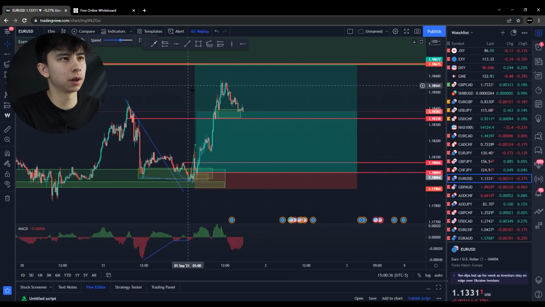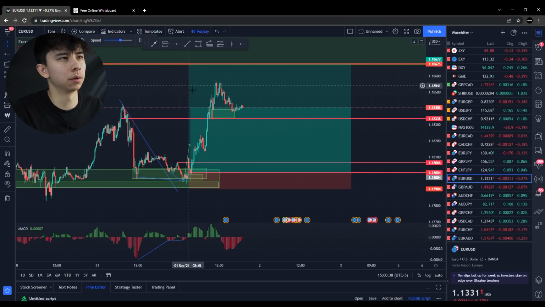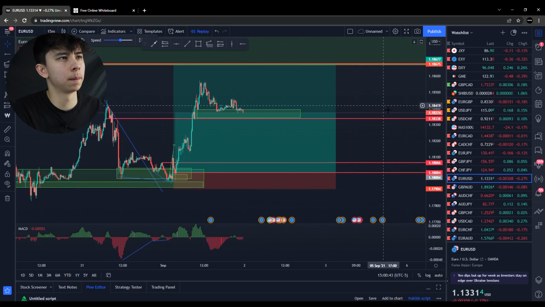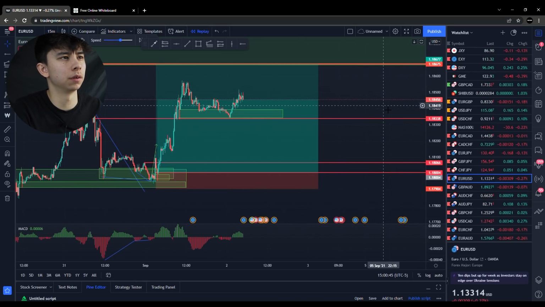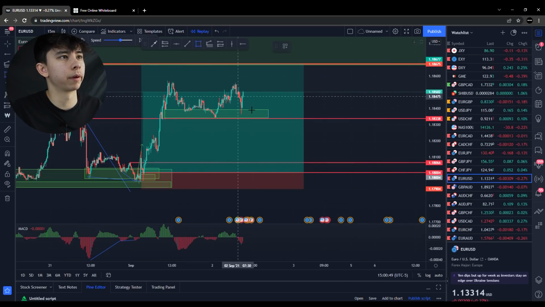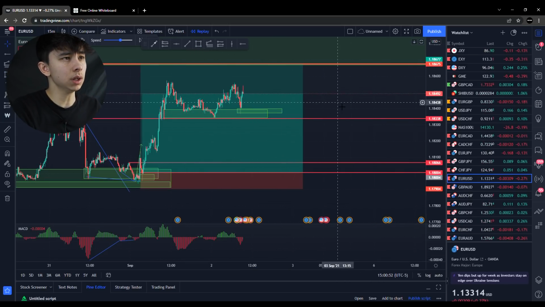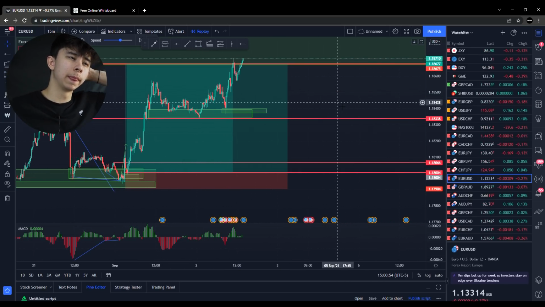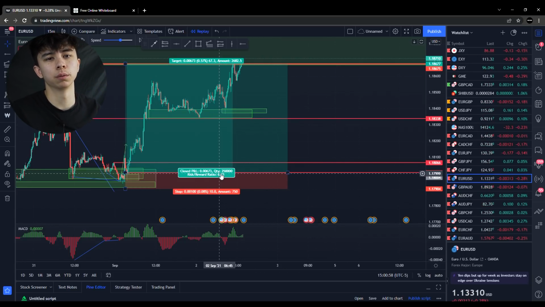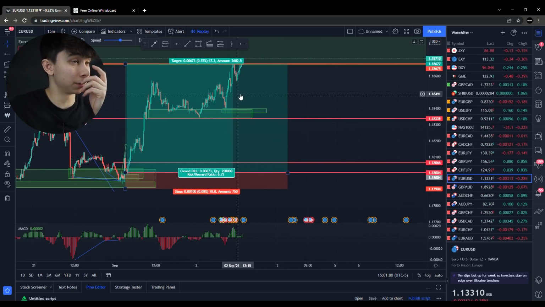We want to see price kind of react in this zone off of this little wick here. We want to see price bouncing off of this area. Okay, this is good. We have price bouncing off. Once again, we have a nice little wick here going on. So this is good stuff. There we go. And now we're out of the trade for a nice 6.73 risk to reward ratio. Okay, so we'll keep moving on.